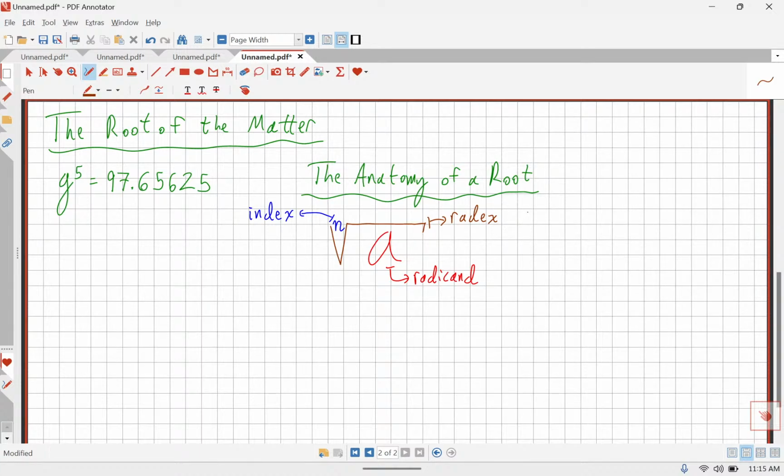So you would pronounce this the nth root of a. That's how you'd say it out loud. The nth root of a. And it asks, what number, if I multiply n of them, gives me a.